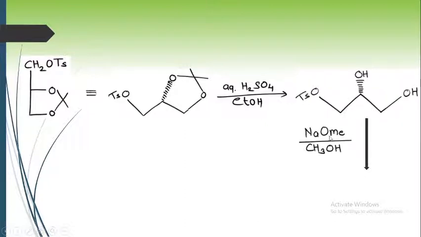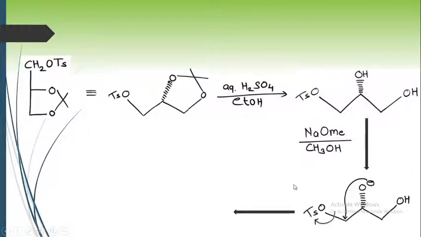When it is reacted with this OMe negative, there is an abstraction of this proton from the secondary alcohol and the removal of this OTs group. We get this type of epoxide.